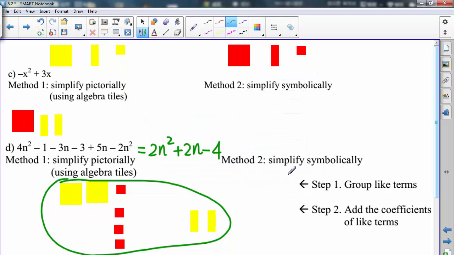So let's look at this time how we can simplify this 6-term polynomial symbolically. I recommend you to use the highlighters to help you identify the like terms. 4n squared, its like term is -2n squared. So I will use the yellow color to highlight the like terms. The next one is -1, which is a constant term.